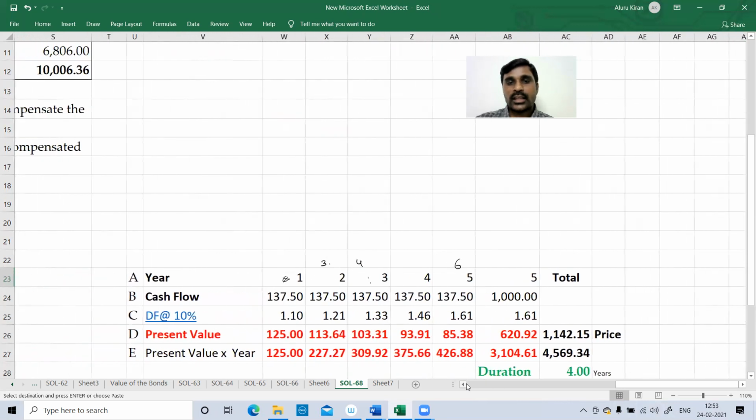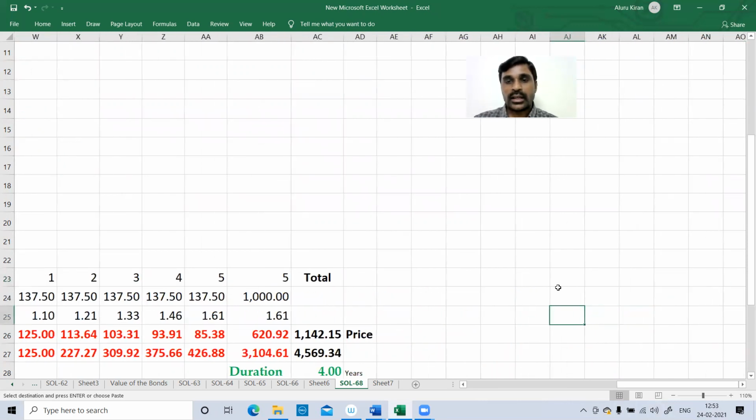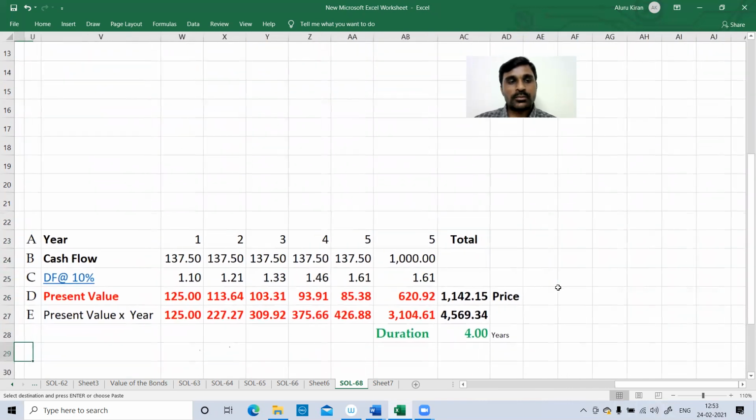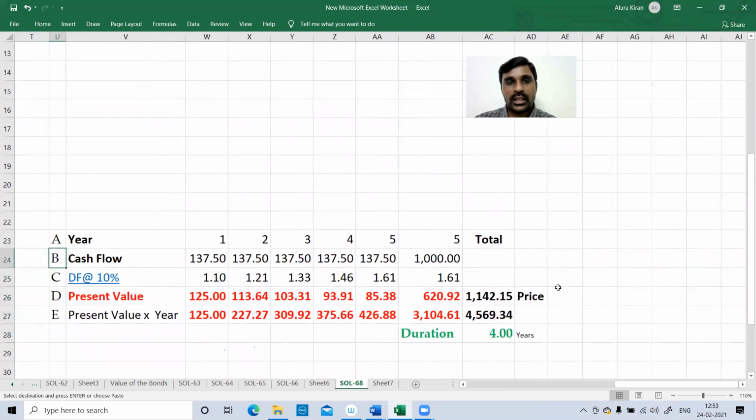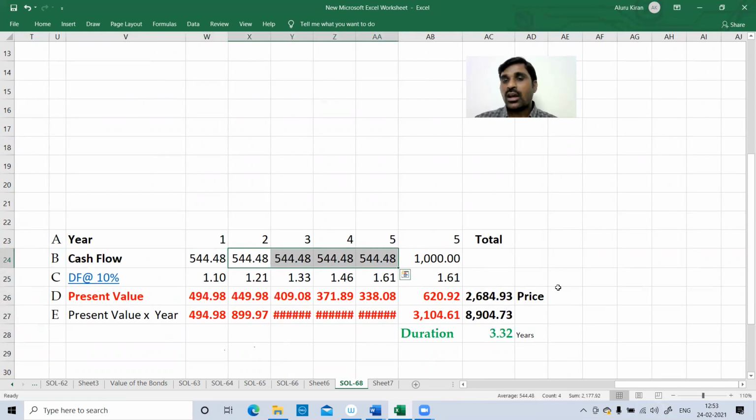This is the duration calculation. I have shown in the previous problems how to calculate the duration. So first year cash flow is what? 544.48. All the years, 544.48 is the cash flows.